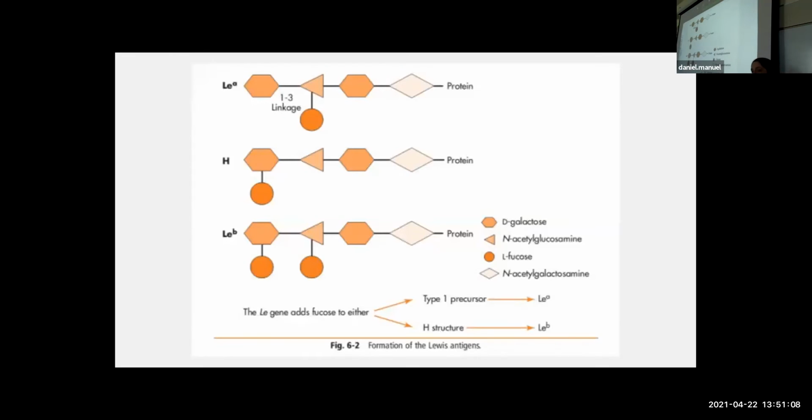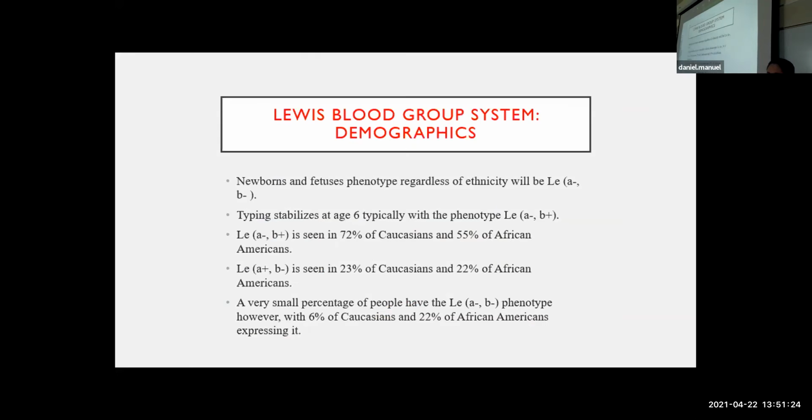Okay, so this is just a picture of the different chains and how they attach together. Don't get confused by this picture because it says 1 to 3 linkage, but that's just talking about how the type 1 chain itself is made and not how Lewis is added to that chain.